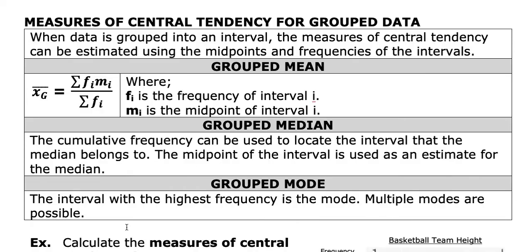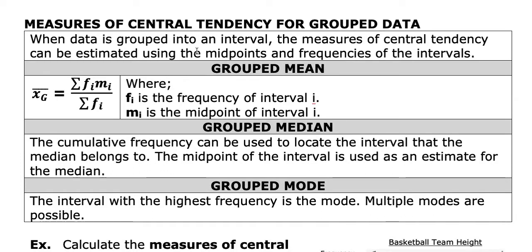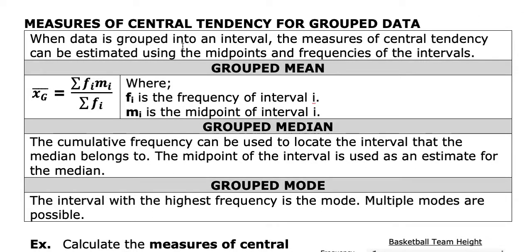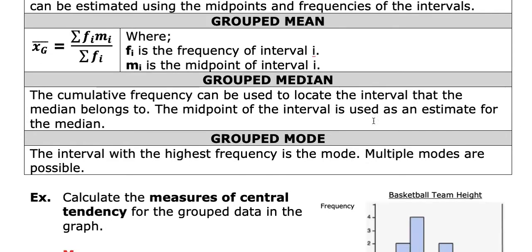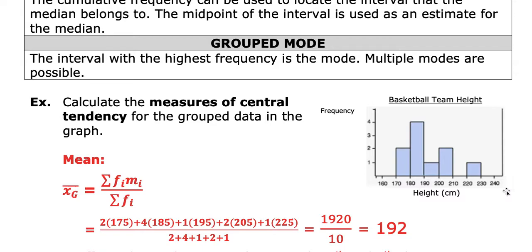Next, what we're going to do is talk about measures of central tendency for grouped data. When data is grouped into an interval, the measures of central tendency can be estimated using the midpoints and frequencies of the intervals. So let's talk about this right here. This is a histogram. We know that it's a histogram because the x-axis has an interval or a range of values that are being represented here.